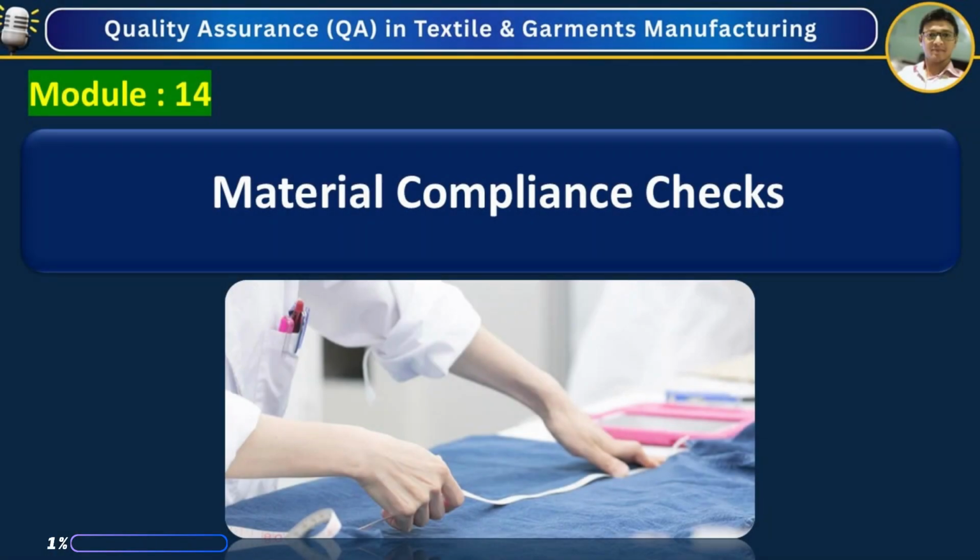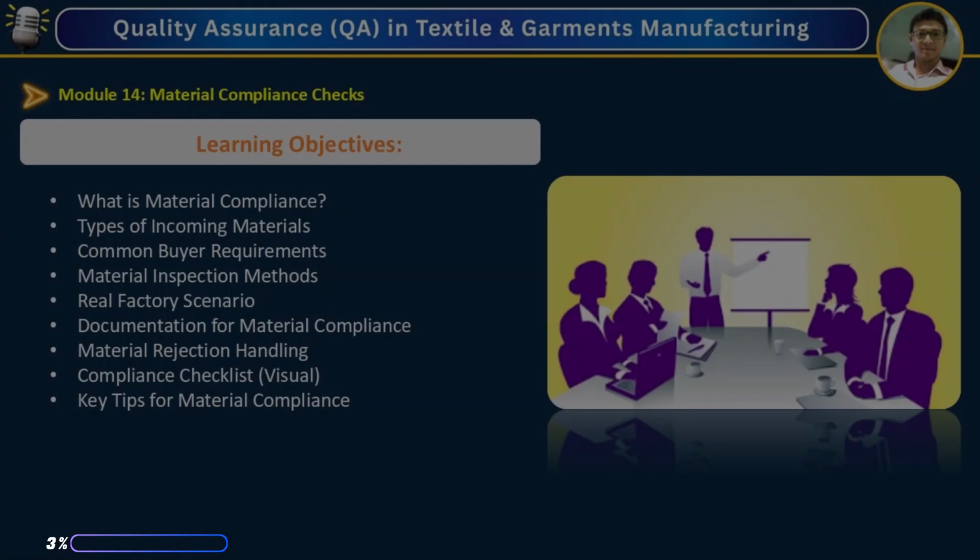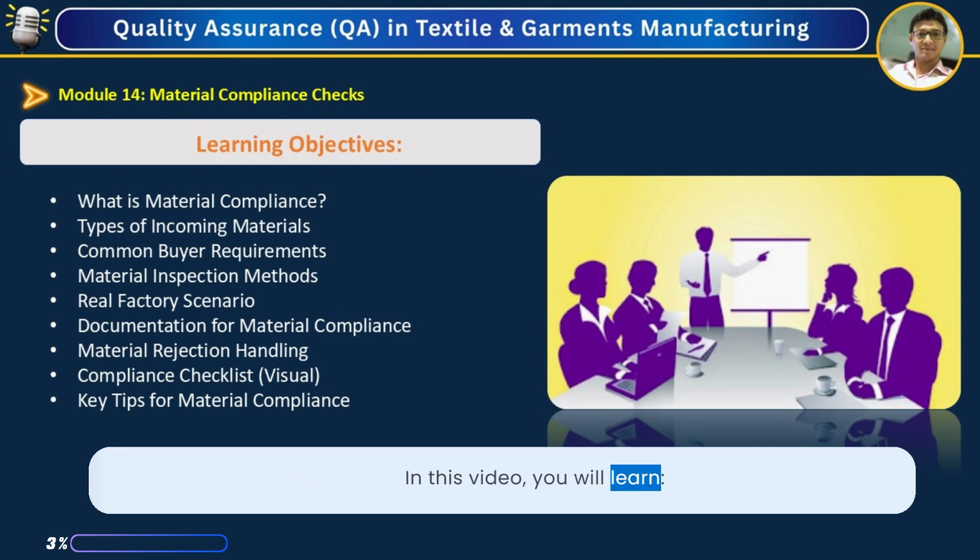In today's video, we will talk about Module 14, Material Compliance Checks. In this video, you will learn what is material compliance, types of incoming materials, common buyer requirements, material inspection methods, real factory scenario, documentation for material compliance, material rejection handling, compliance checklist, key tips for material compliance.